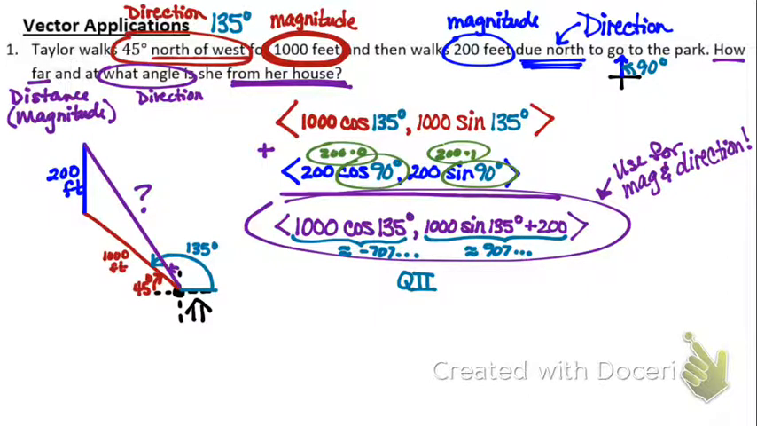All right, let's find our magnitude. How do we find magnitude again? We're going to square some stuff. Square root of x squared plus y squared. So we're going to do 1,000 cosine 135, and we're going to square it.